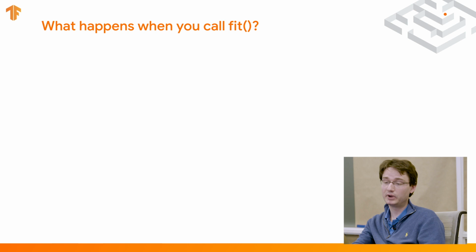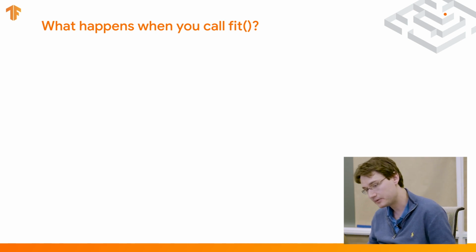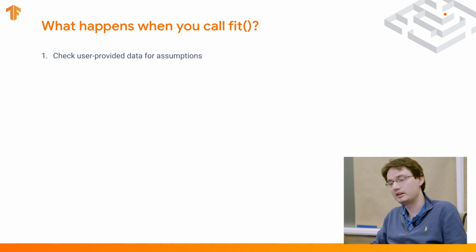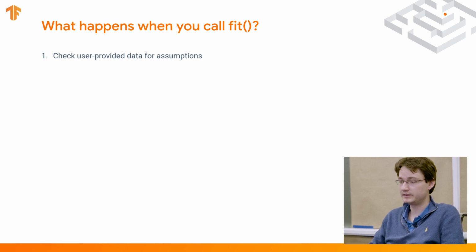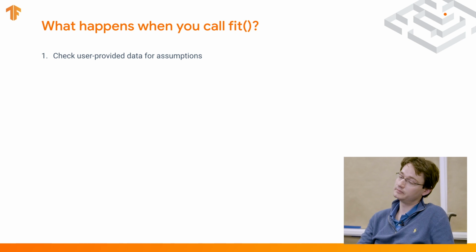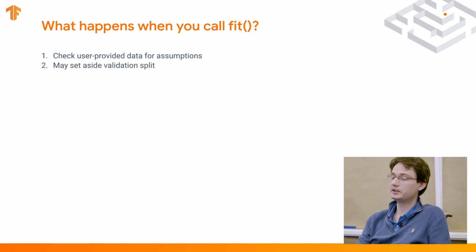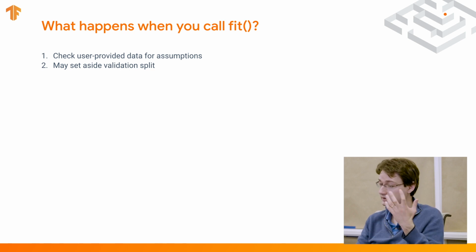So what happens now when you call fit? There's pretty extensive checking of the user-provided data as usual, checking that the correct data is being passed, that it has the correct shapes or rank, and so on. Optionally, we can set aside the validation split. That's only true if the input data is NumPy data or eager tensors. That's not possible if you pass a dataset or a Python generator.